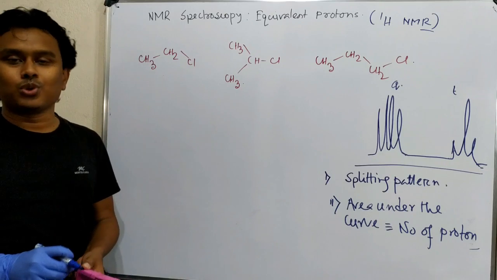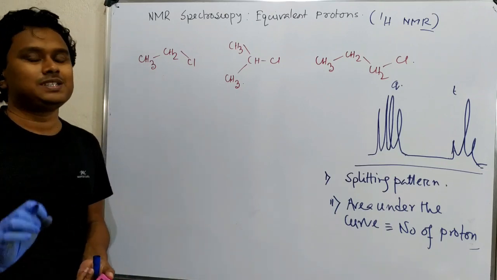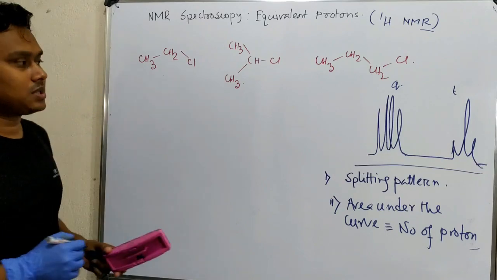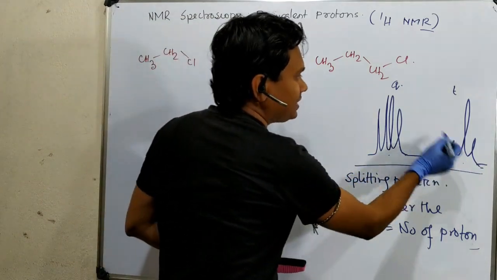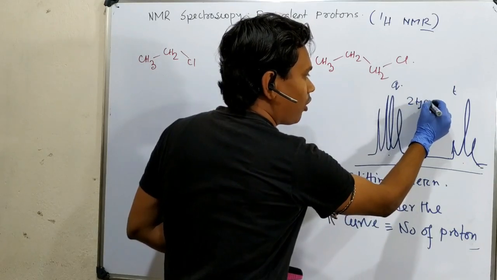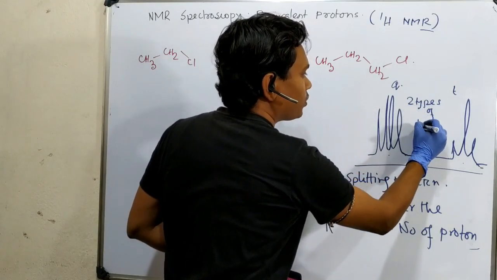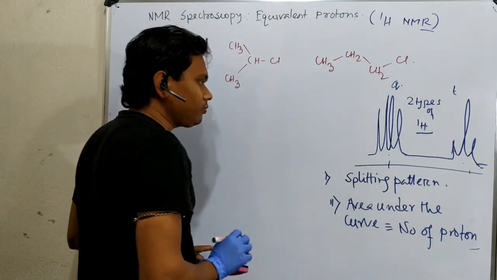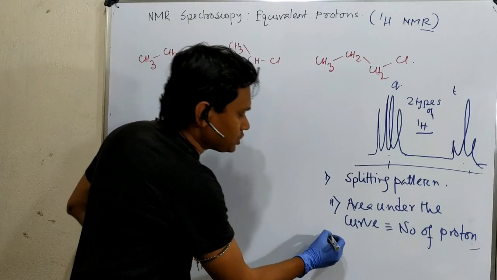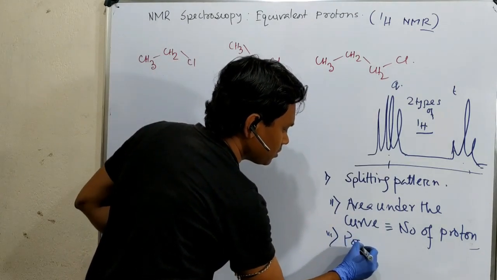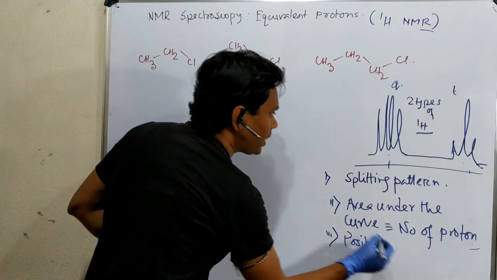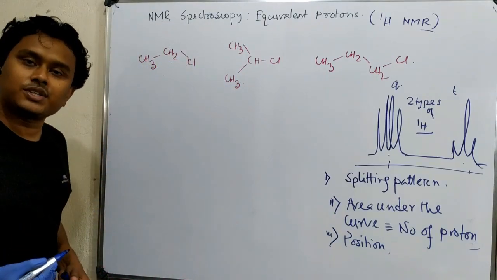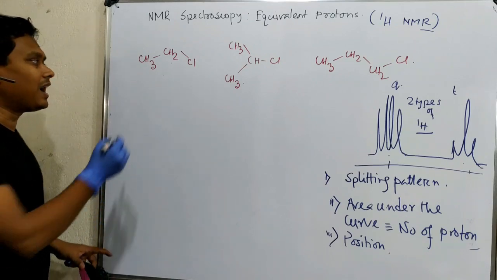So before going to those spectra, it is always essential to know how many types of equivalent protons there are, because two types of signal indicate two types of proton. Okay, and another thing is position, which will come. Fine. So another thing I shall write is position. Okay. So now let's focus on this molecule, CH3CH2Cl, or you may know it as ethyl chloride.